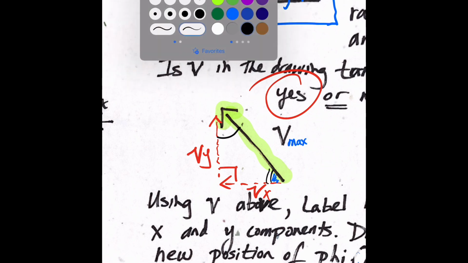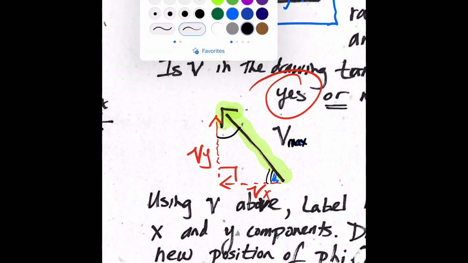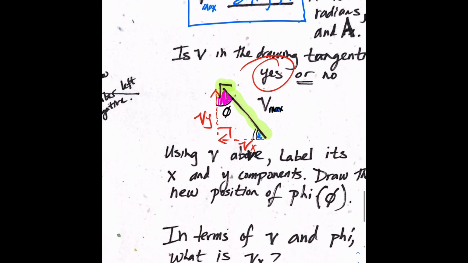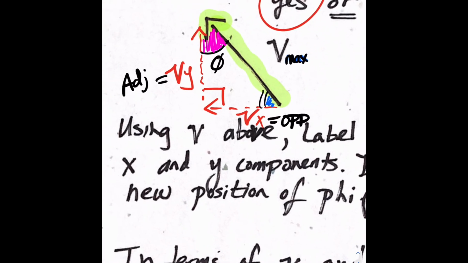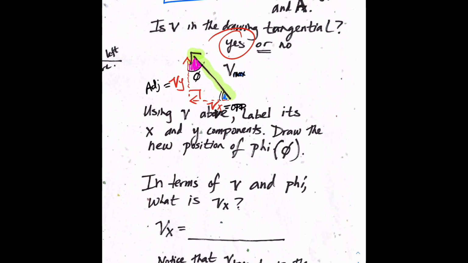Okay, I guess I probably should have used just black. All right, so anyways, this is the pink angle, and the pink angle is phi. That's all we were trying to do, because I want you to see that Vx is an opposite and Vy is an adjacent compared to phi, right? We don't care about the blue angle. It's all about compared to phi. Okay, good. So using V above, label its x and y components, draw the new position of phi. All right, I think we did that.